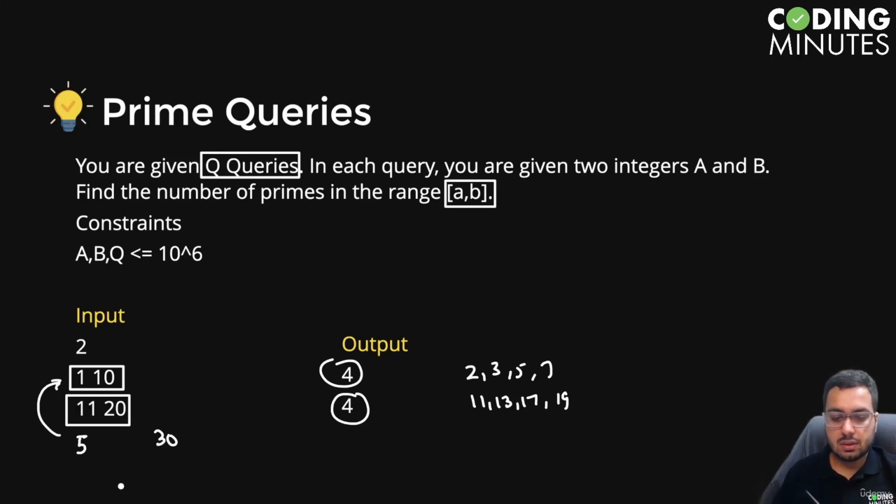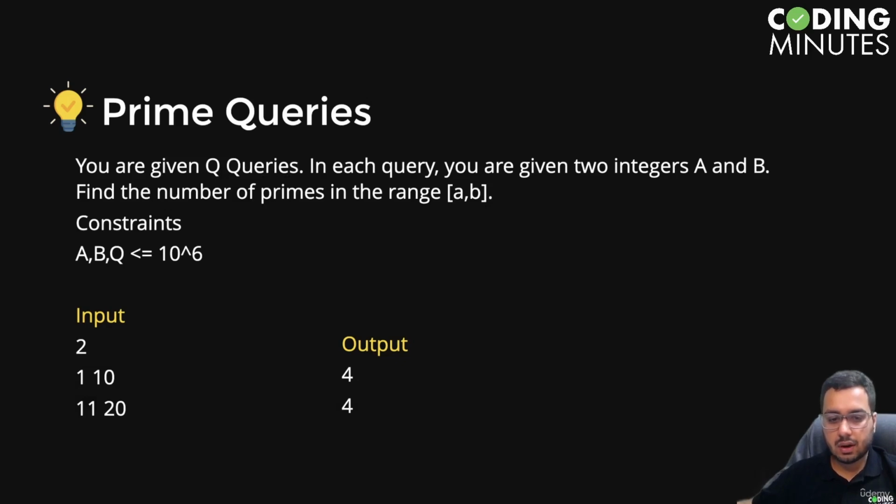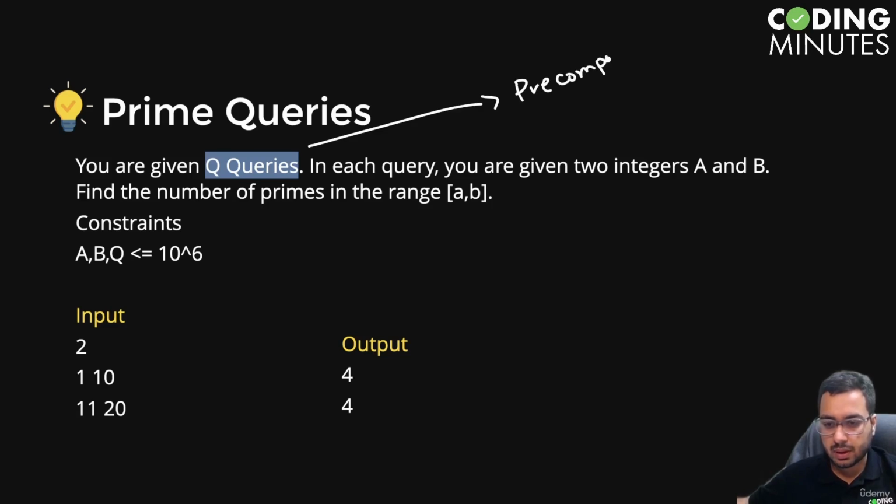So instead of iterating over every range every time and finding out how many primes are in this range, we will solve this problem smartly. We have multiple queries, and that means a lot of queries can have overlapping ranges, and what we can do is pre-compute all the primes once. You can see a and b are of the order 10 power 6, so we will compute all the primes up to 10 power 6. If you do it for every query, it is going to take a lot of time.